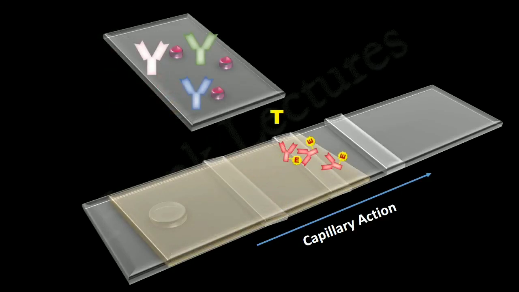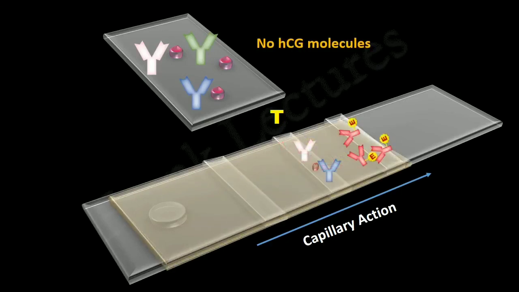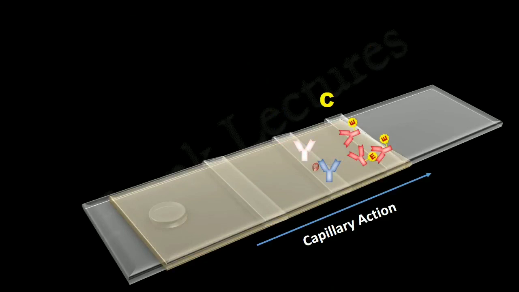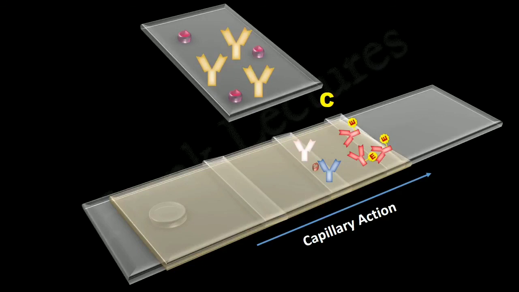When these reaction zone antibodies reach the test zone, they cross this zone without any interaction. This is because test zone antibodies are specific for HCG molecules. But now, no HCG is present here. Now these reaction zone antibodies reach the controlled zone. Recall that controlled zone antibodies recognize and bind the reaction zone antibodies. So, they bind these antibodies and fix them.